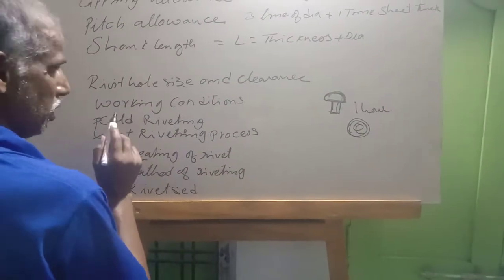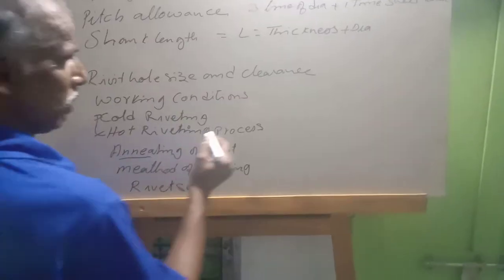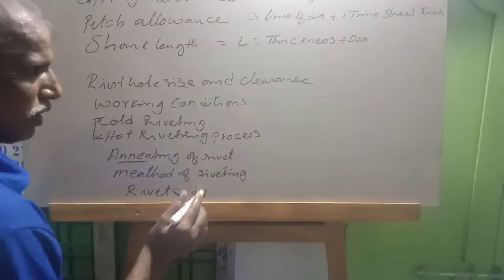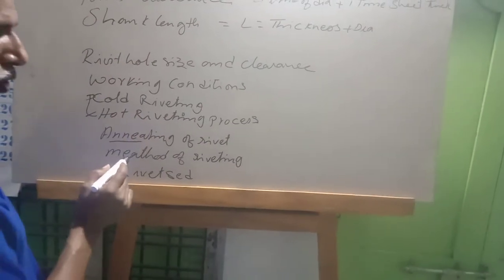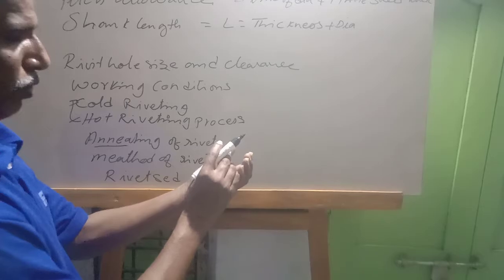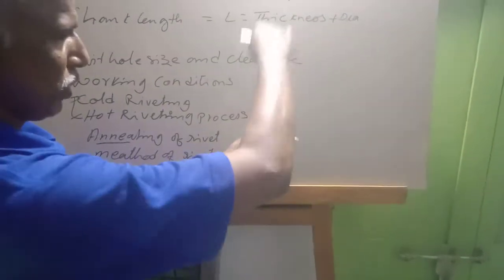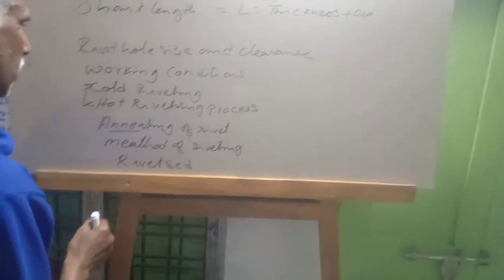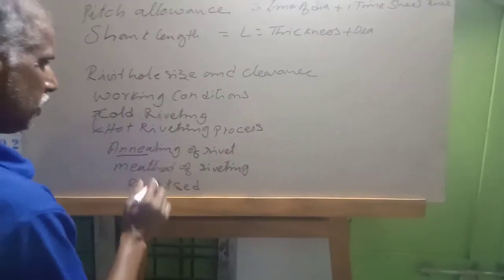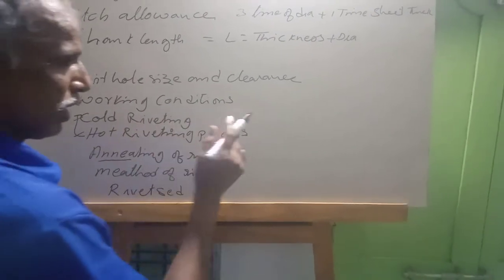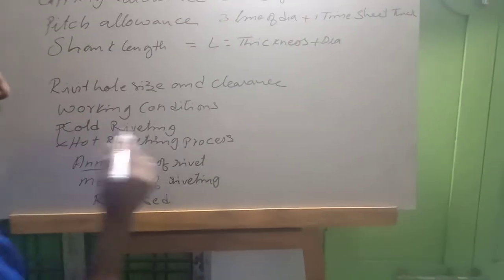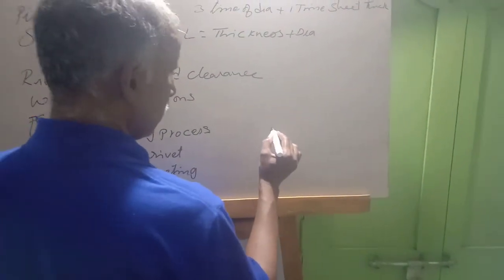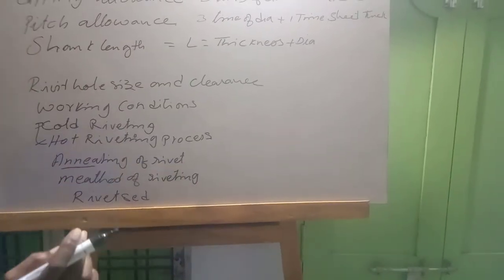Now, cold riveting and hot riveting. Riveting done when the rivet is in a cool state is called cool riveting. Okay, the rivet we are holding with the hand, checking the diameter, drilling, putting the rivet, and directly we are riveting. But in hot riveting, the rivet is made red hot in the furnace, and then it is riveted. Now see, when the rivet gets red hot, what happens?